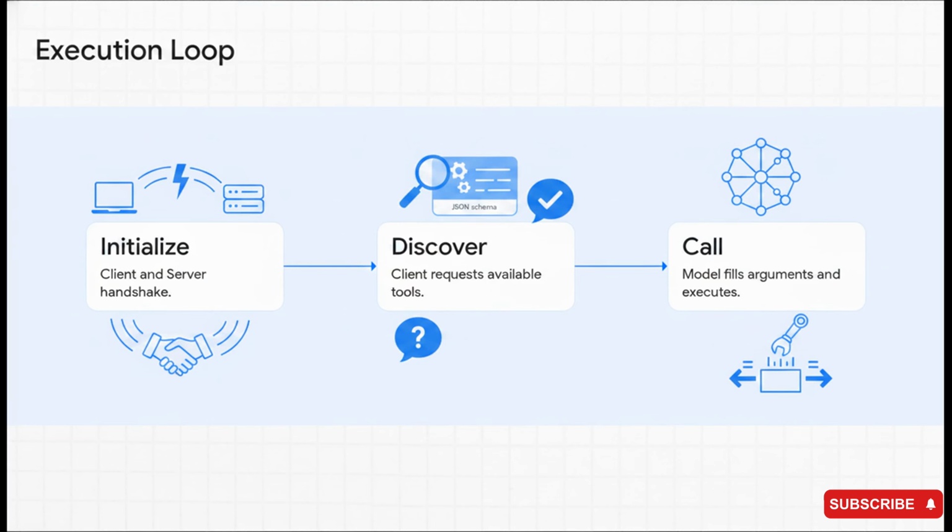The execution loop between all these components is just incredibly clean. First, the client and server do a little handshake to initialize and agree on the rules. Step 2 is discovery. The client literally asks the server, "Hey, what's on the menu?" And the server replies with a list of available tools and their exact JSON schemas. Finally, the call step. The model autonomously decides which tool to use based on whatever context the user provided, it fills in the correct arguments, and the server executes the action, passing the result right back to the model.